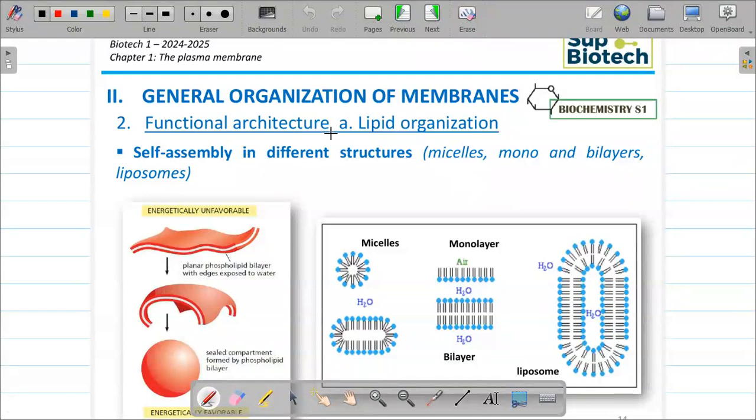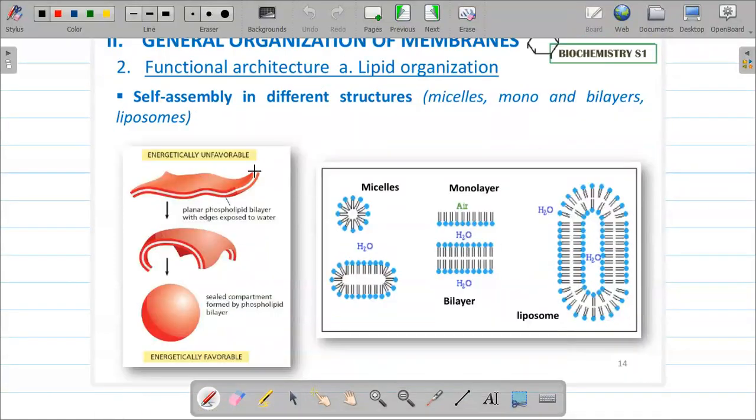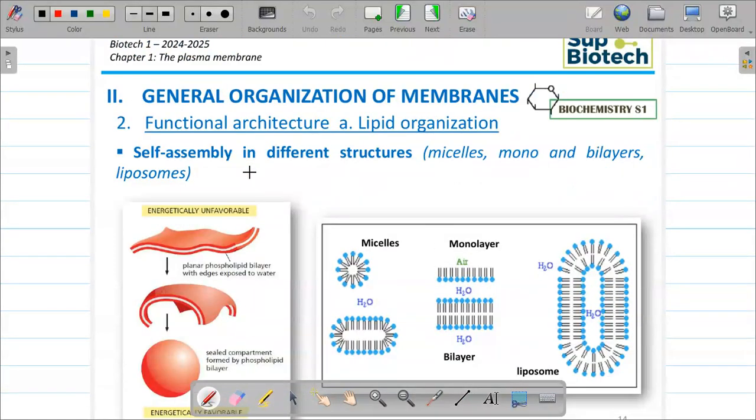So, the functional architecture, that is the lipid organization. Already we have discussed that. Anyway, we'll see about that. Look here, self-assembly in different structures. That is, you know what micelles, monolayers, bilayers or liposomes are. Anyway, I'm going to teach you that also.